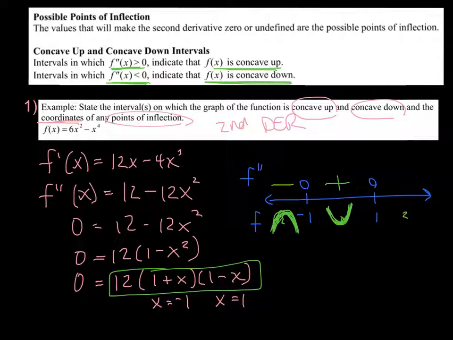All right, now I'm going to go ahead and plug in the 2. So 1 plus 2 is positive. 1 minus 2, though, is negative. So a positive times a negative is a negative. And now I'm going to have another interval of concave down.